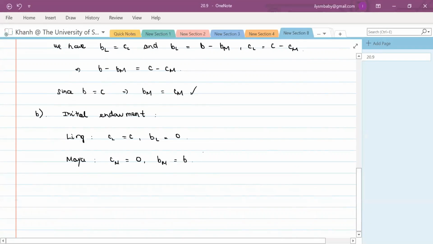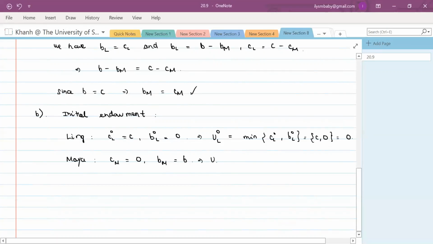All right, so what is going to be the utility for Ling and Maya initially at the initial endowment? Utility for Ling, I would say U0, which is at the initial endowment. So CL0 and BL0. That is going to be the minimum between CL0 and BL0, and so that is the minimum between C and 0. And that is going to be equal to 0. So the utility for Ling is going to be 0 initially.